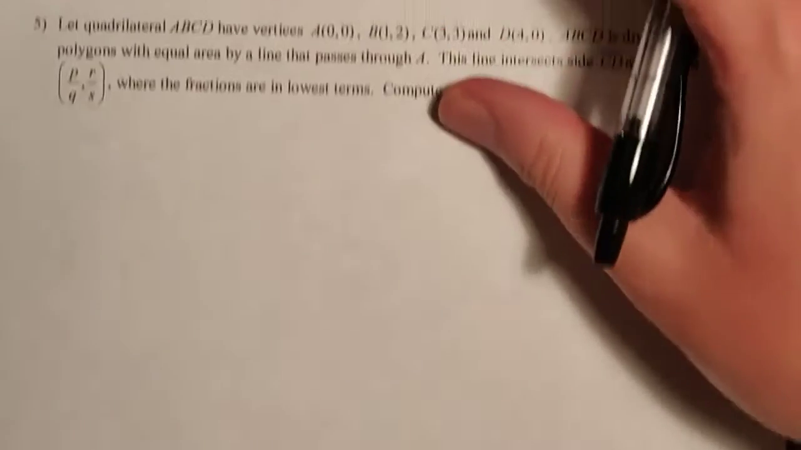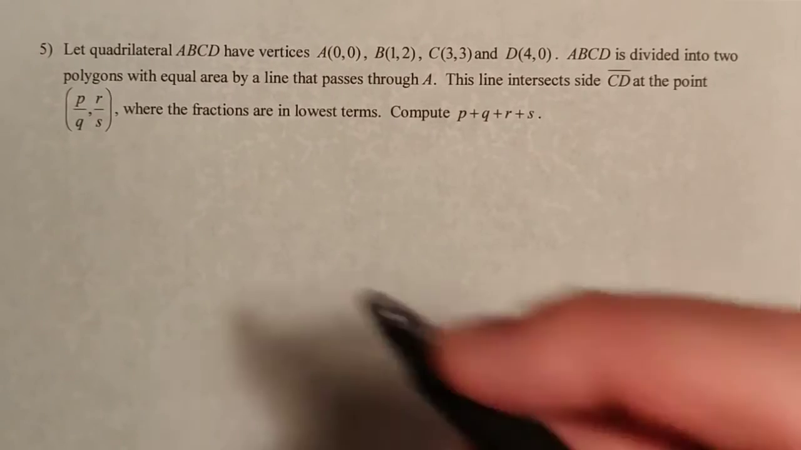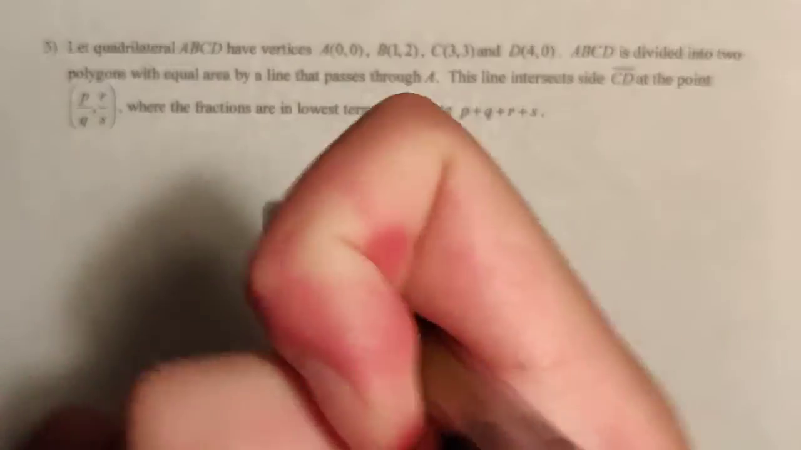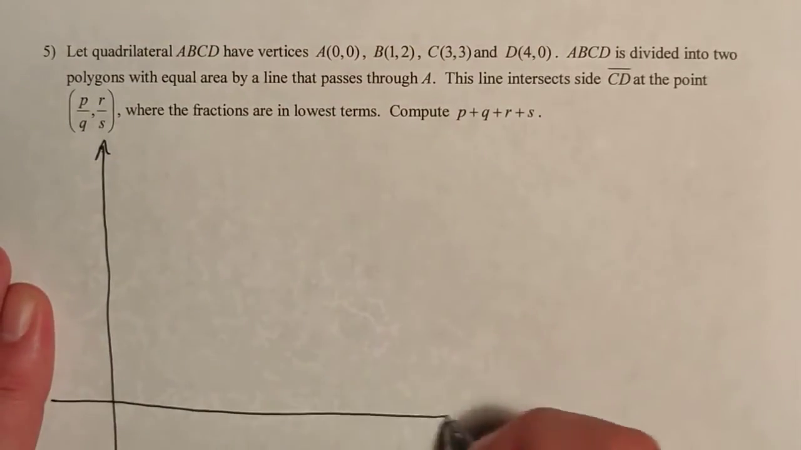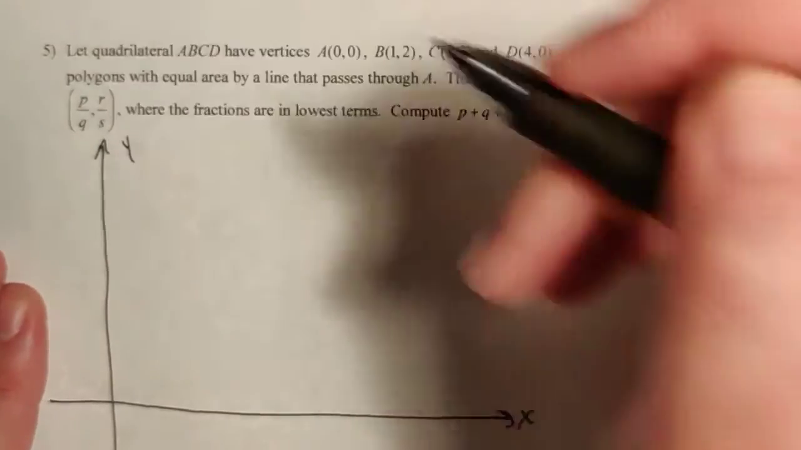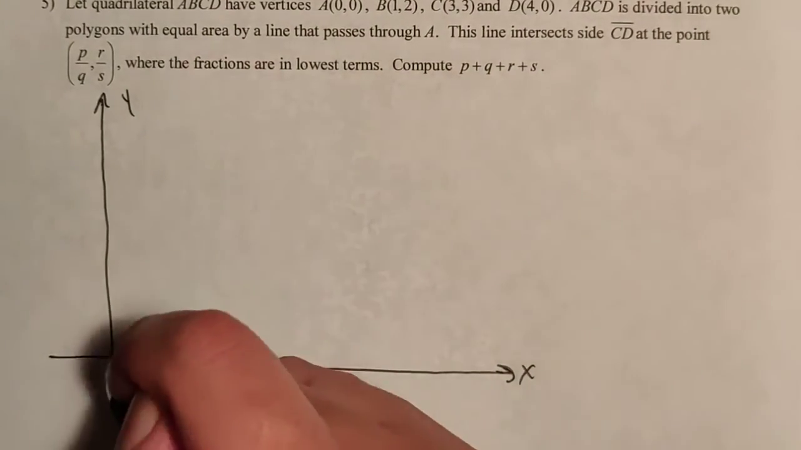Now, number 5. Number 5 here is a bit of a challenging problem here. So we're told that we have a quadrilateral ABCD that has these properties here. We want to put this all together. So let's go ahead and sketch this out. As always, we want to sketch out a picture of what's going on here. I have a bit of a big picture, but that's okay. And then we'll do the calculations beneath.